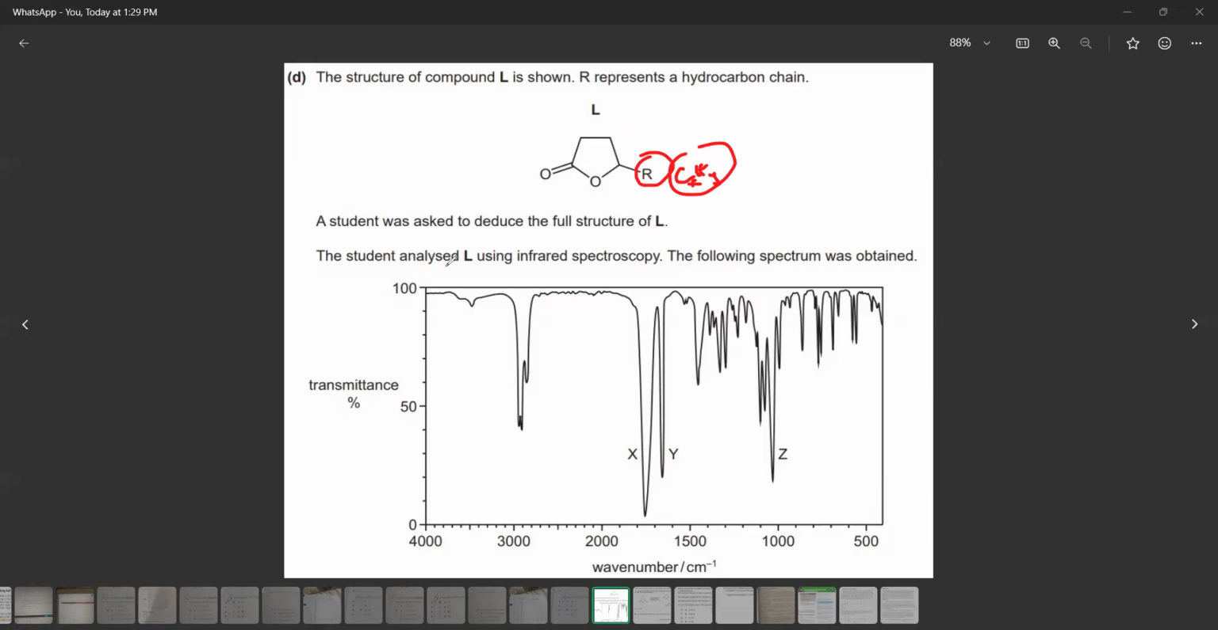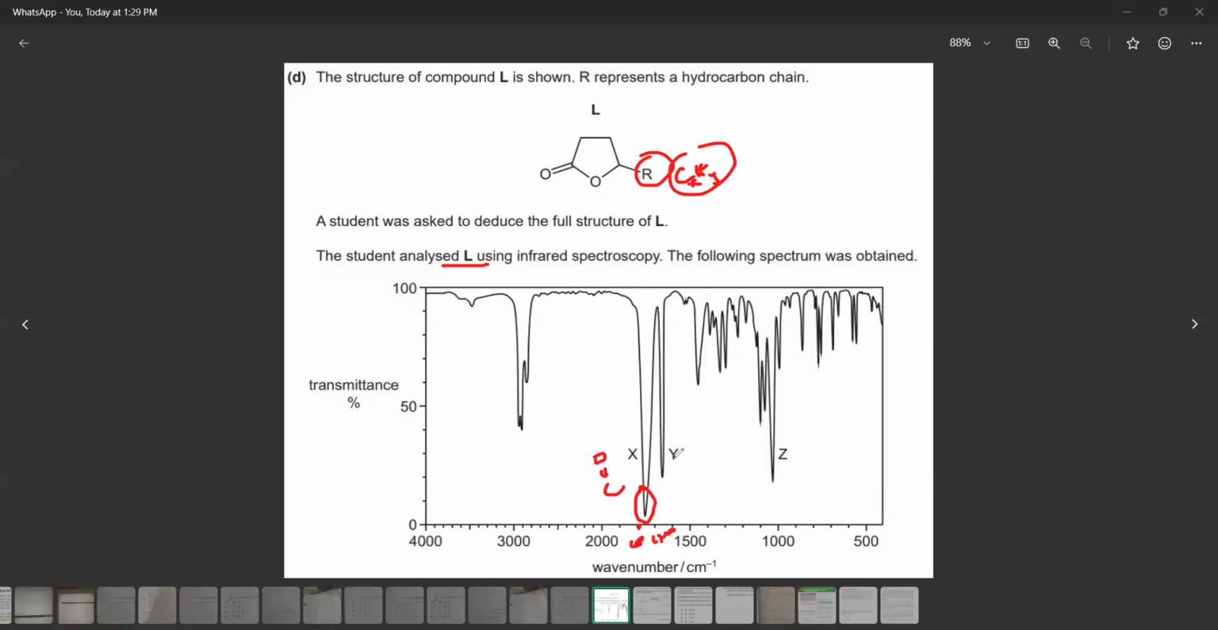So first, the student analyzes L using infrared spectroscopy. The following spectrum was obtained. So this is a spectrum. Remember, the range from 1700 to 1800 is for a carbonyl group. So this X always represents a carbonyl group, because this range always refers to a carbonyl.